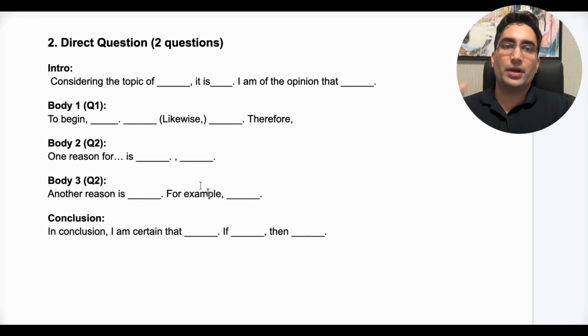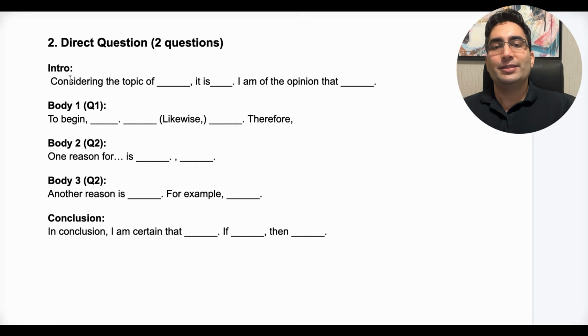Let's talk about direct questions. These are questions where you're being asked 2 questions. For example, deforestation is being done all around the world. Question number 1, what is deforestation? Question number 2, do you support it or not? 2 questions are called direct questions.